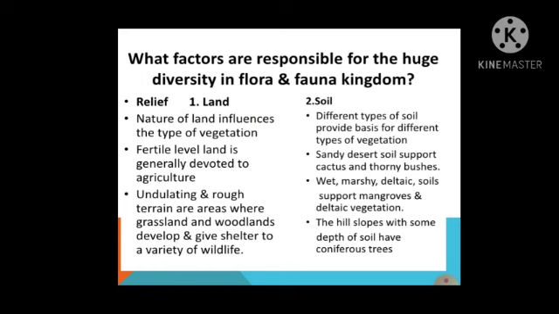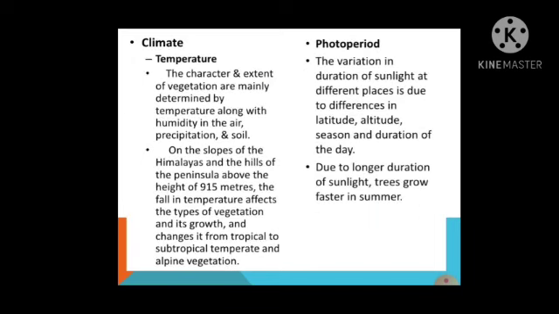The second factor is soil. Different types of soil provide the basis for different types of vegetation. Sandy desert soil supports cactus and thorny bushes. Even dates and palm trees are also grown. Wet, marshy, deltaic soil supports mangroves and deltaic vegetation, as we have in the Sundarban Delta in India. The hill slopes with some depth of soil have coniferous trees.